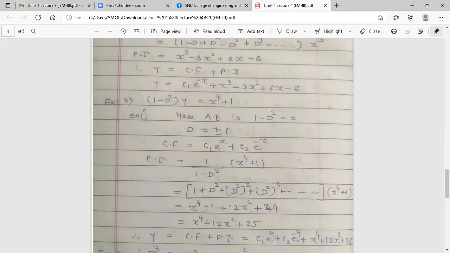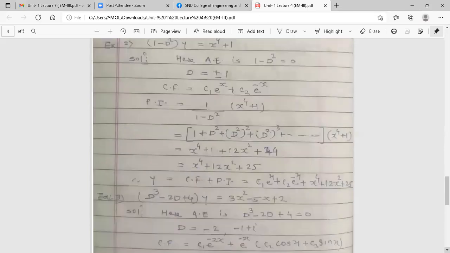And so the PI is here: 1 upon phi of D into f of x, that is, 1 upon (1 minus D square) into x raised to 4 plus 1. And so you use here the series 1 upon 1 minus x. The 1 upon 1 minus x series is 1 plus D square plus (D square) square plus (D square) whole cube and so on, into x raised to 4 plus 1. Now solve for this x raised to 4 plus 1. The degree of x raised to 4 plus 1 is 4, so you count the terms up to D raised to 4.